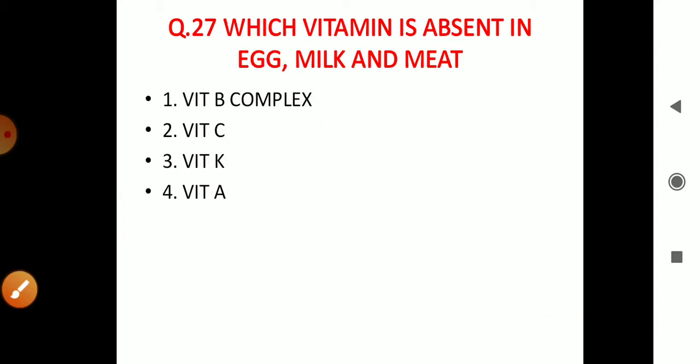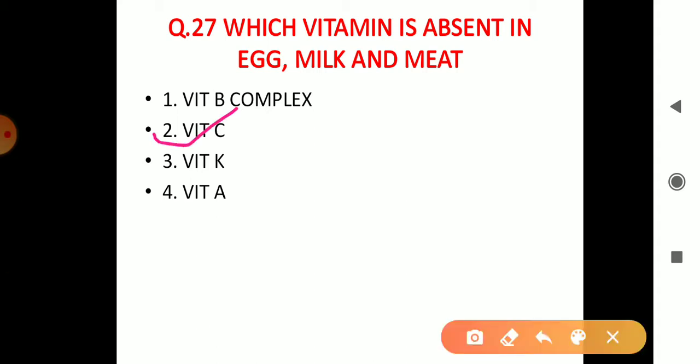Coming to the next question, which vitamin is absent in egg, milk and meat? The correct answer is vitamin C.